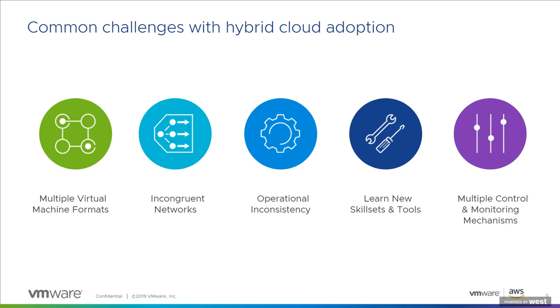So there are several common challenges when it comes to hybrid cloud adoption. For example, you might have multiple virtual machine formats. You might have incongruent networks or even operational inconsistencies between your on-premise environment and your public cloud environment. Your team might have to learn new skill sets or utilize new tools, and you might even have multiple controls for monitoring your environments. You might have certain tooling for monitoring one environment and different tooling or scripts or processes for monitoring another environment.